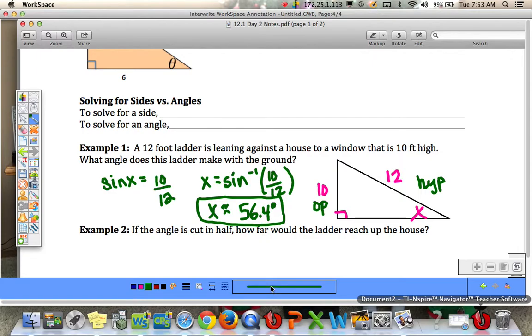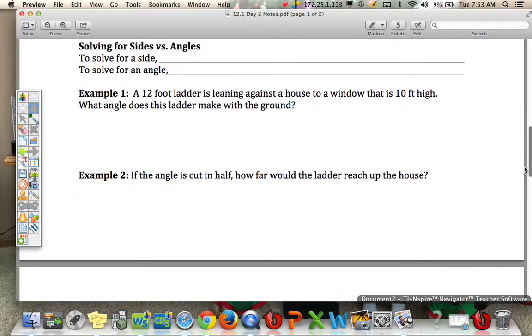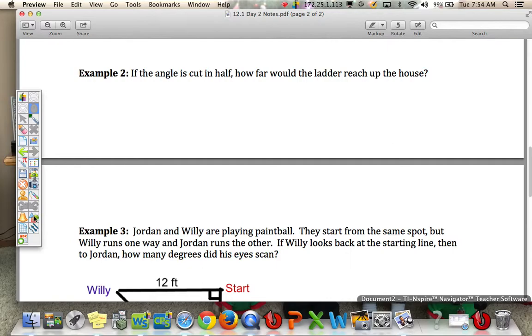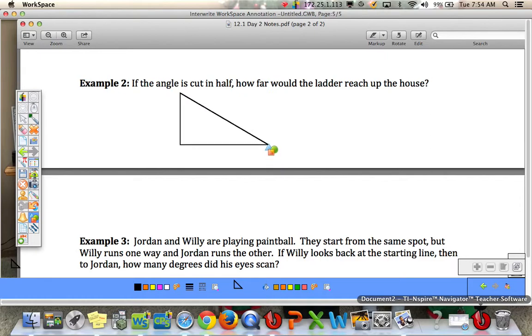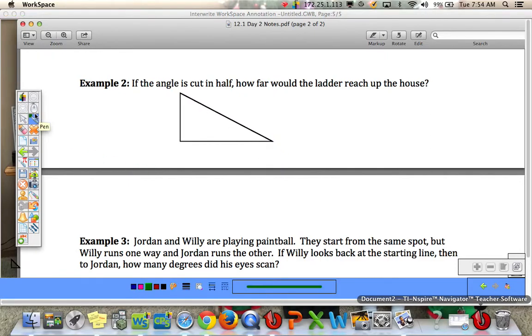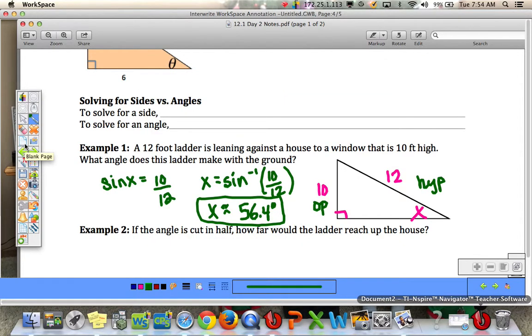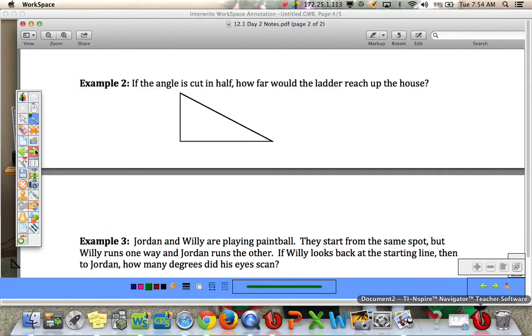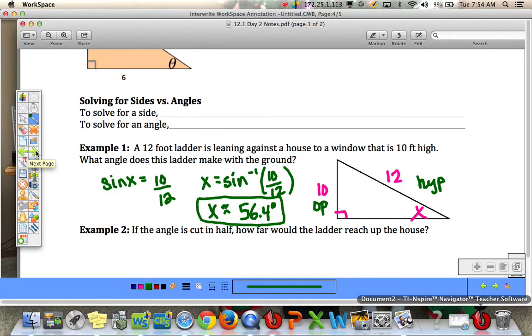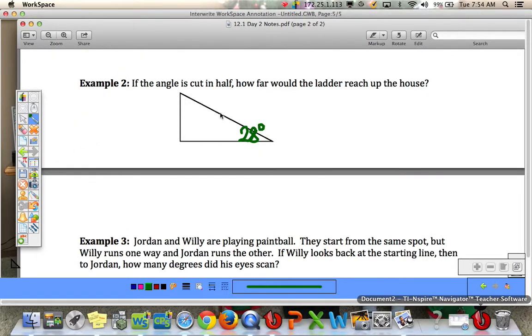Example 2: if the angle is cut in half, how far would the ladder reach up the house? Okay, let's give myself more room for this one. So again, we have our right triangle, and the angle's cut in half. How far would the ladder reach up the house? All right, so our angle was 56.4. We're going to divide that in half. It's about 28. So this is 28 degrees. The ladder was 12 feet long, and it still is, so let's write that down, 12 feet.